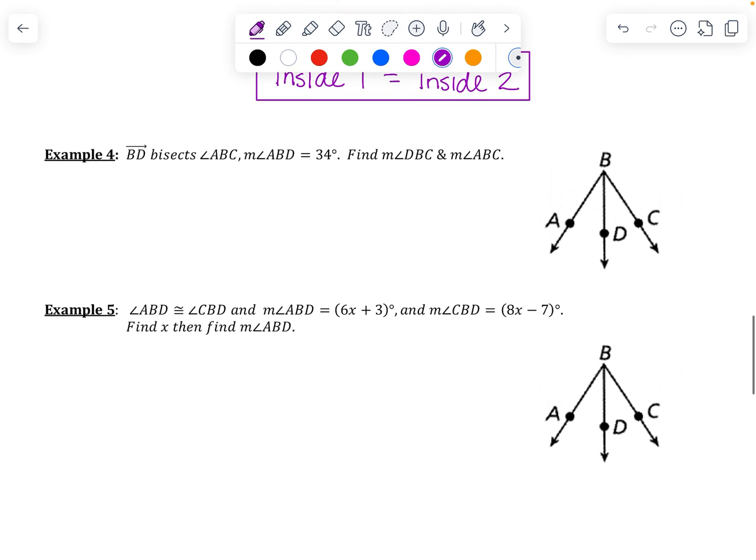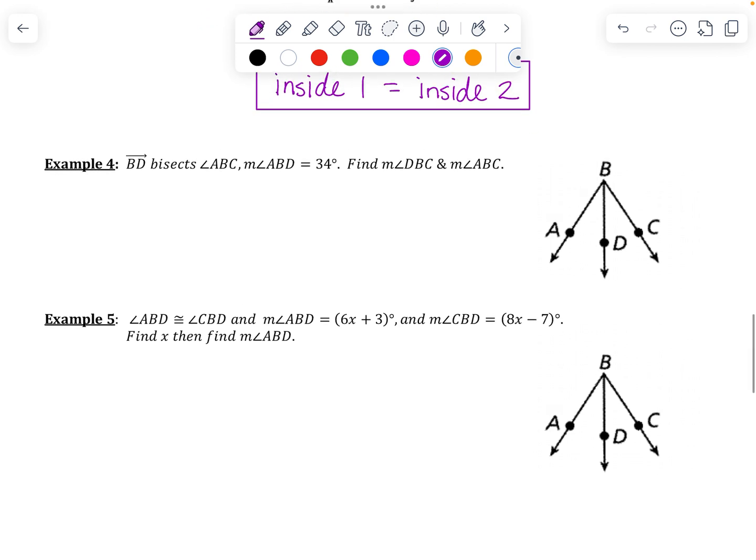So in example 4, we do see that word bisect. So always look for those key words to see if there's any reason you should know that the two halves are equal. So it says ray BD, which is this ray that I'm highlighting in yellow, is bisecting angle ABC, which is this big blue angle. Put your pen on A, go to B, and at C. That blue angle is being cut in half by that yellow ray.